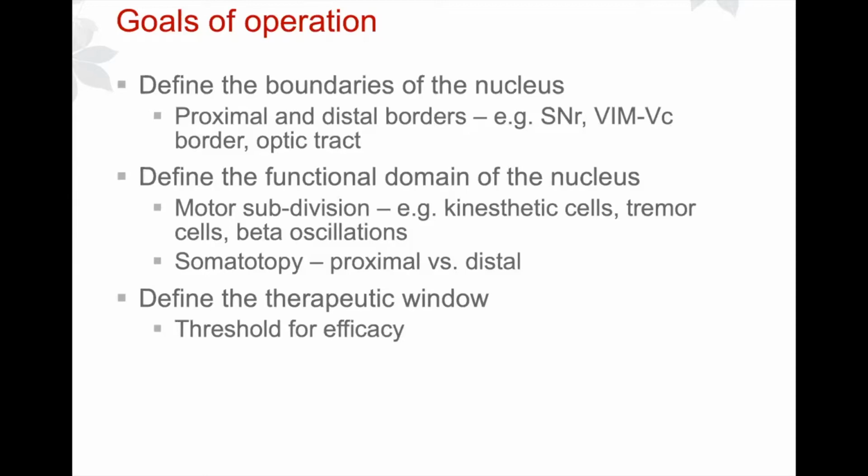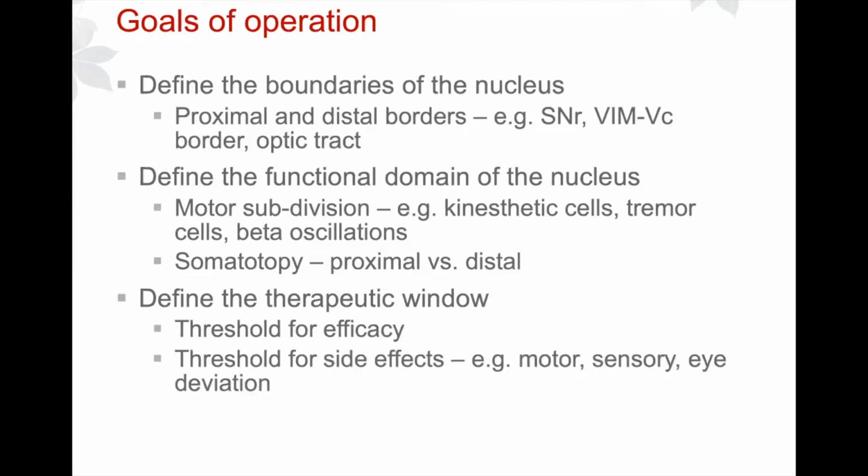And therapeutic window is defined by looking at the threshold voltage amplitude that you need for getting efficacy and the threshold that causes side effects. So the difference between the two gives you a therapeutic window. And the side effects could be a variety of different side effects: motor side effects, sensory, eye deviations, mood. And so that allows you to understand how much room you have in future to go up on the voltage without causing side effects. And so it gives you sort of an idea 5 to 10 years down the lane, how much you can crank up on the DBS to get effective stimulation in future.